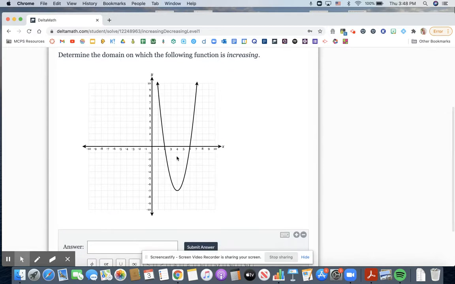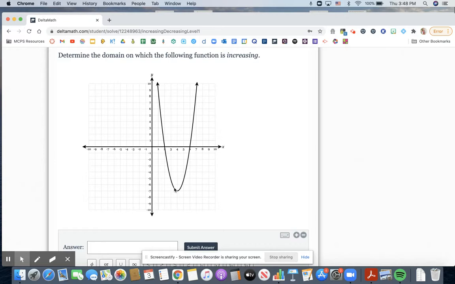This problem is asking me to determine the domain on which the following function is increasing. So to figure out where the function is increasing, I'm going to make sure I follow my function from left to right. So I'm going to start all the way on the left of the U-shaped function where I see the arrow, and I'm going to move my cursor along this line. Now I notice that my cursor is going down, so that means in this section my function is decreasing. I need to figure out where it's increasing.